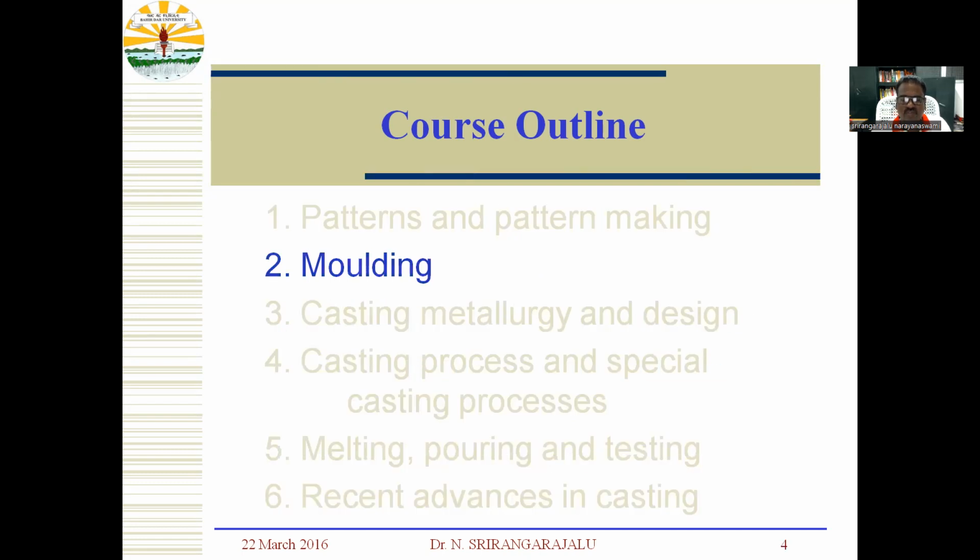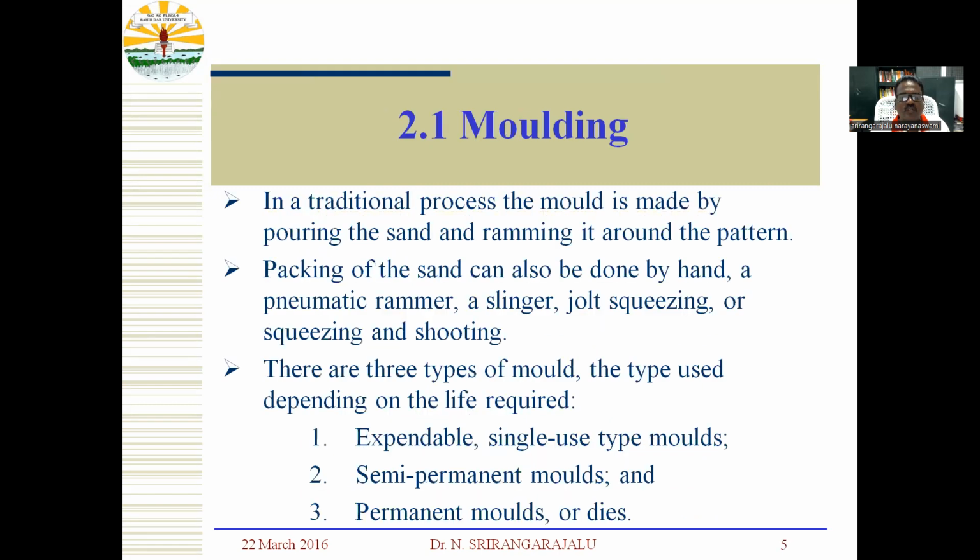Today, we have already discussed patterns and pattern making. Today we will discuss molding. In a traditional process, the mold is made by pouring sand and ramming it around the pattern. The packing of the sand can also be done by hand or pneumatic rammer, a slinger, jolt squeezing, or squeezing and shooting.